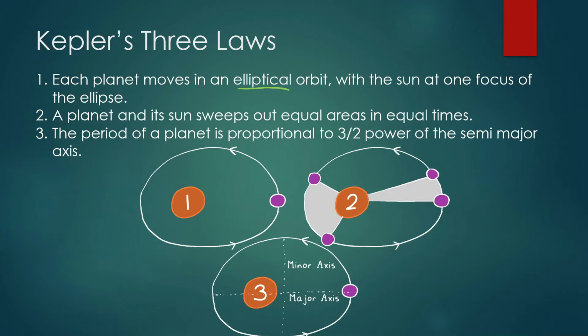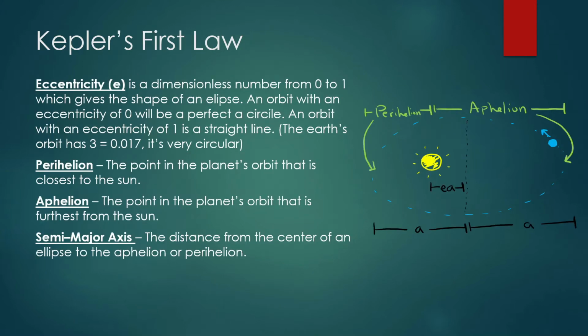Number 2, a planet and its sun sweeps out equal areas in equal times. Maybe that makes sense, but I'll explain that more later. Number 3, the period of a planet is proportional to the 3/2 power of the semi-major axis. The semi-major axis is pretty much from the middle point of the ellipse. This is what we call the semi-major axis, which is represented as this A. And I'm going to go through each of these laws a little bit more in detail. Okay, so the first one, Kepler's first law.